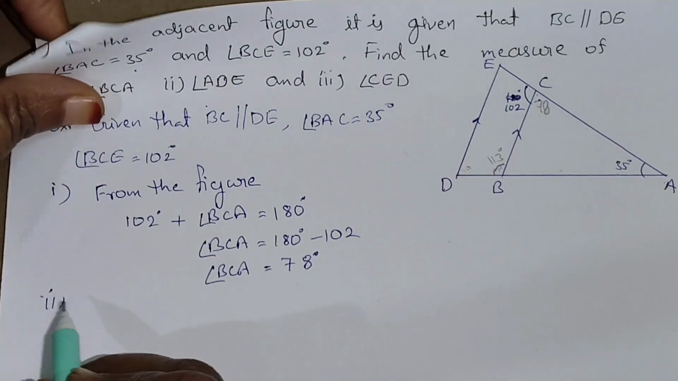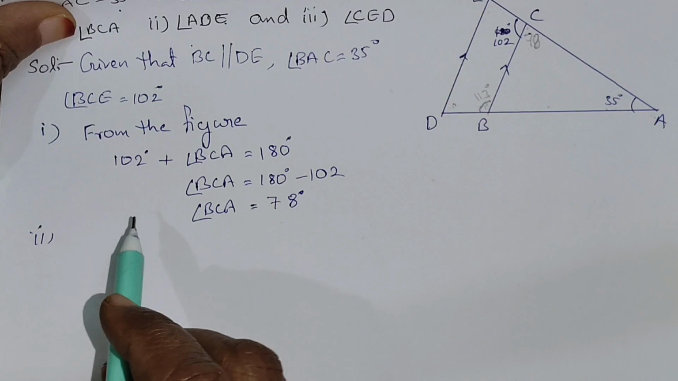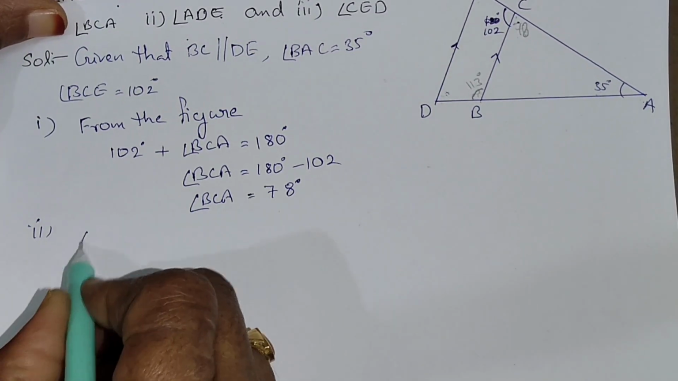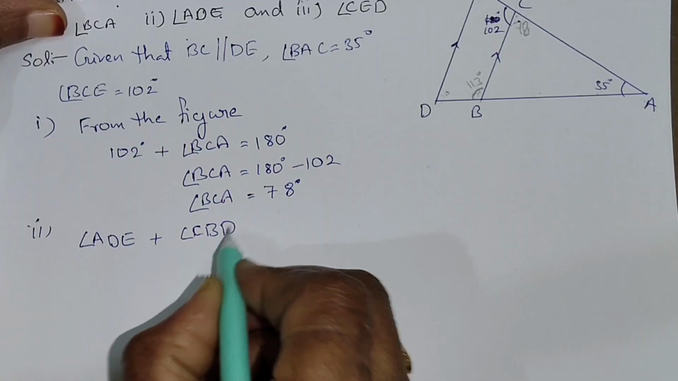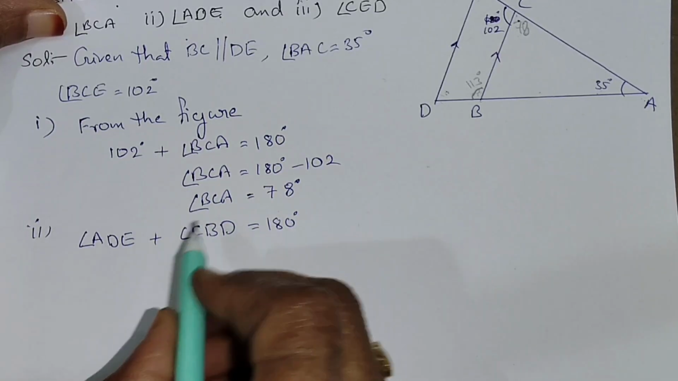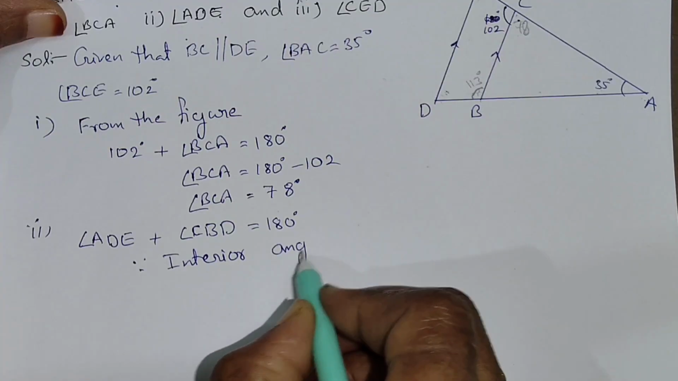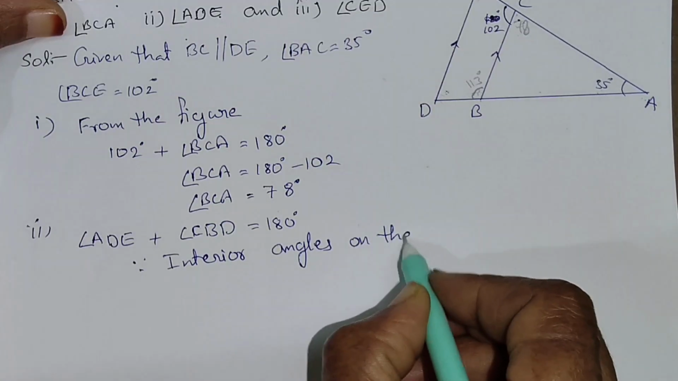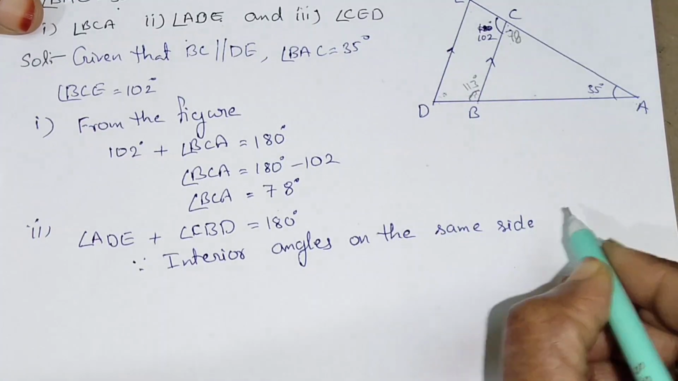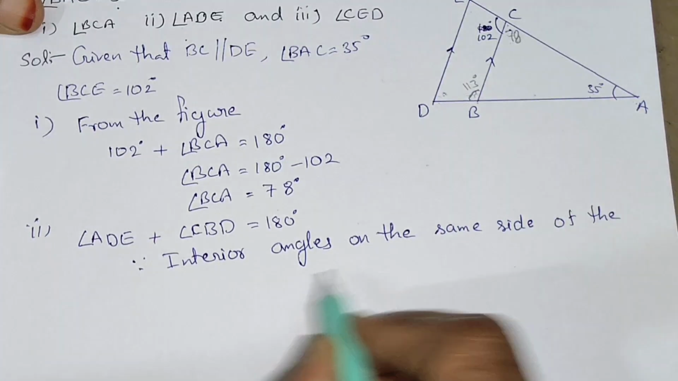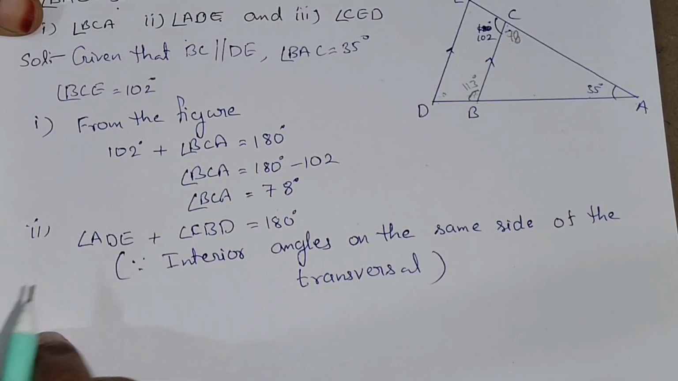Now the second one is angle ADE. Angle ADE plus angle CBD equal to 180 degrees, since interior angles on the same side of the transversal.